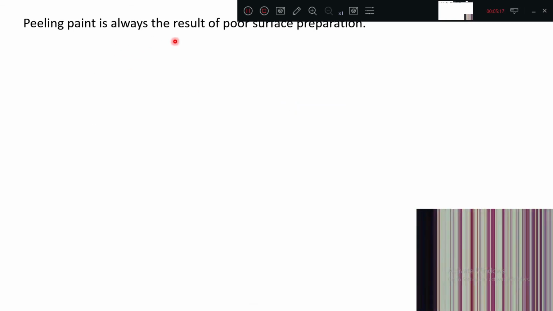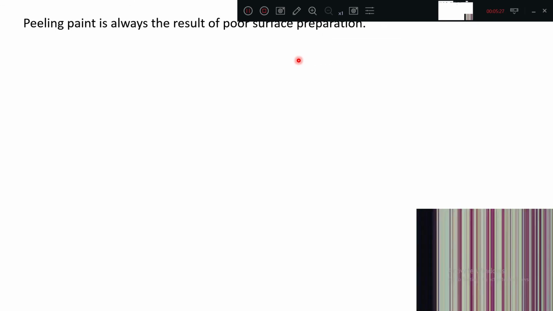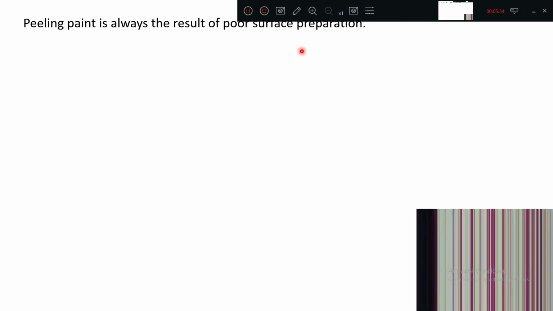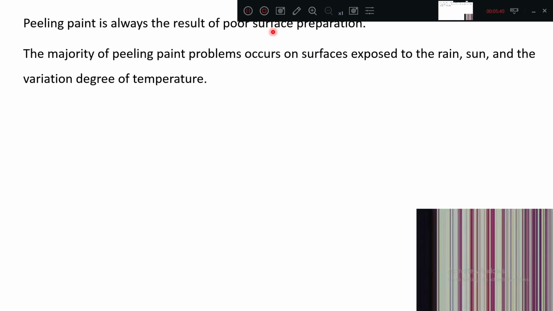Peeling of paint is always the result of poor surface preparation. Means after the plastering you should not apply the paint immediately. At least you should give 7 days of curing work. When that plastering work is completely set, later you can go for the painting work. Okay, so poor surface preparation is one of the major causes for the peeling of paint, such that there is no bonding between that plaster surface and the painted surface.